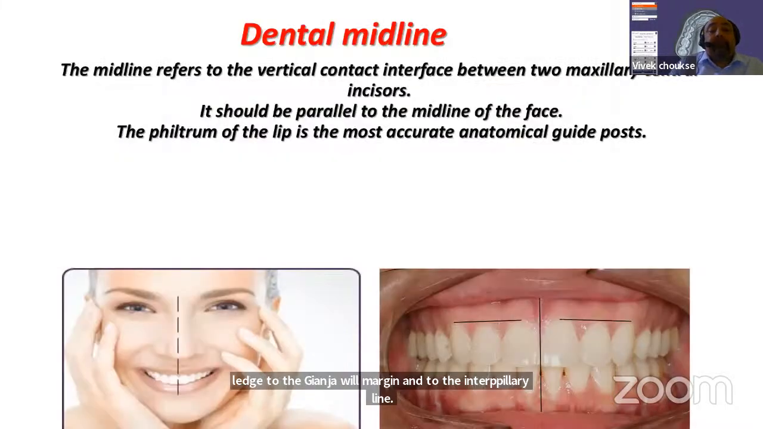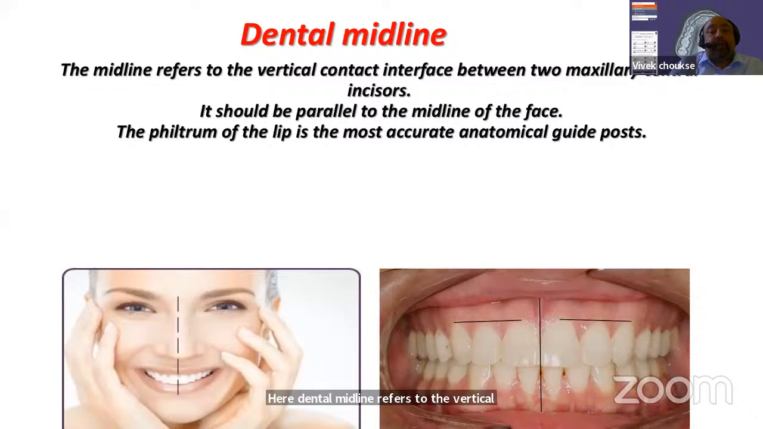Here, dental midline refers to the vertical contact interface between the two maxillary central incisors. But many a times, even this line is canted. Then how do we find the dental midline? We should go with the philtrum of the mouth to see the facial midline and the dental midline then.